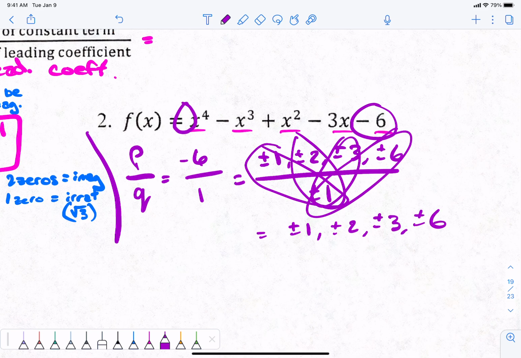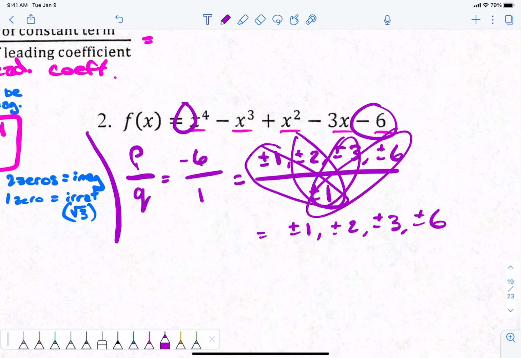We're talking about factors, or numbers that go into 6. So 1 goes into 6, but also -1 goes into 6. 2 goes into 6, and -2 goes into 6. 3 goes into 6, -3 goes into 6. 6 goes into 6, or -6 goes into 6. So those are the only possible rational ones. They're either decimals or imaginary if it's not one of those.